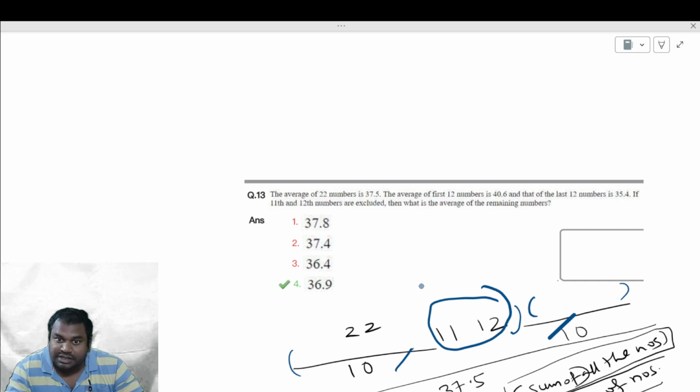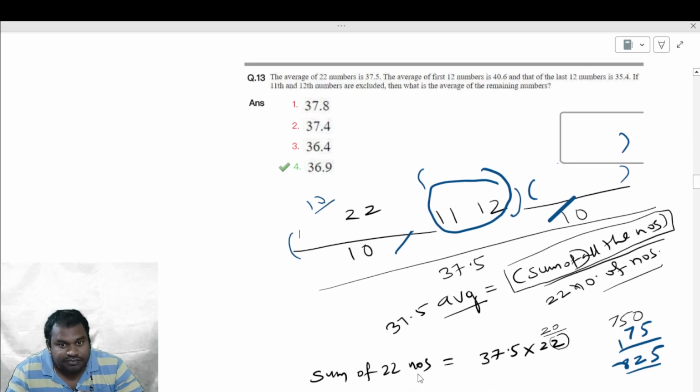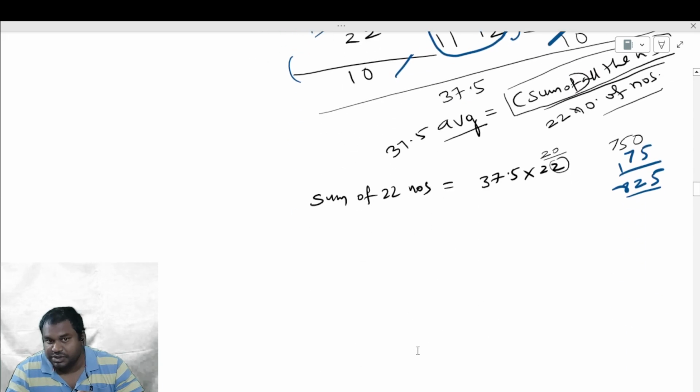The same way, the average of last 12 numbers, you know. So you can find the sum. So from this 22 numbers sum, if you subtract this, you will find the sum of these 10 numbers. So you can add them up and divide with 20, that will give you the answer. That is our motto to complete the problem. So I have calculated already the sum of all 22 numbers, that is 825. Now I will find out the last 10 numbers sum. I will use first 12 numbers sum.